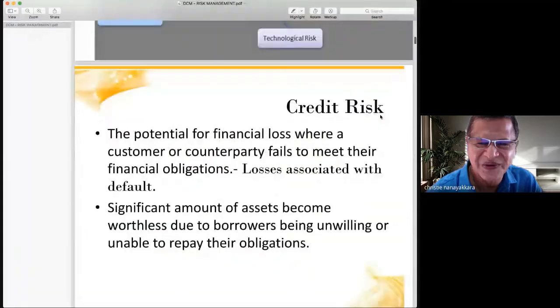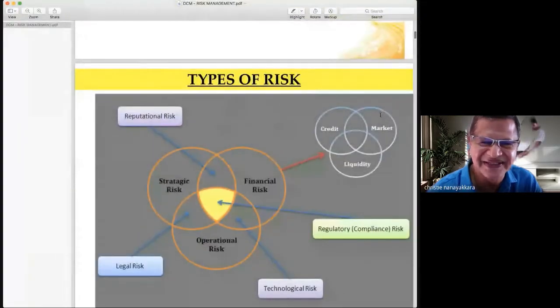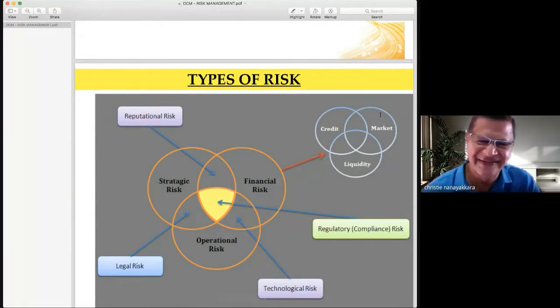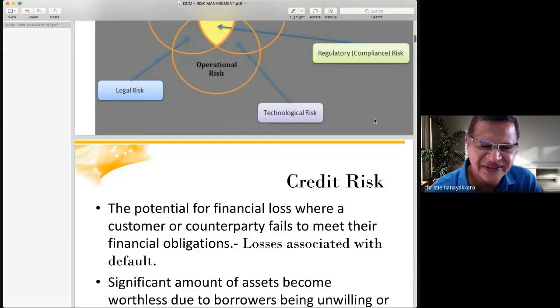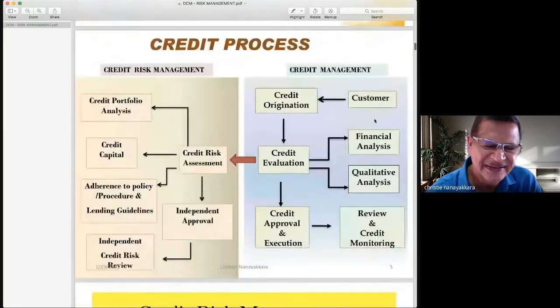What we learned so far in the first session is the type of risk banks encounter. Our subject matter is credit risk, but we also learned that there are four major areas: financial risk, operational risk, strategic risk, and regulatory risk. Under financial risk, we have credit, market, and liquidity. Then we went on to study what credit risk is.